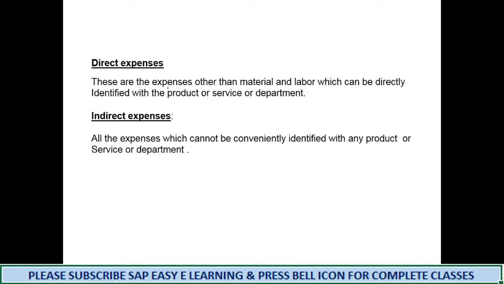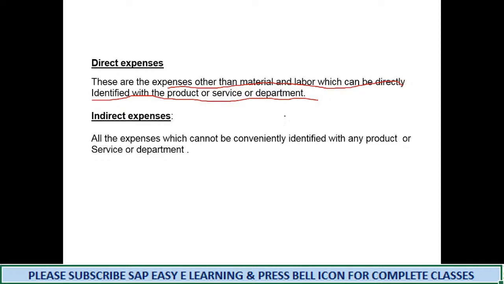Then coming to direct expenses. These are the expenses other than material and labor which can be directly identified with the product or service or department. For example, in order to produce this computer table, we require a separate technology, and the technology is not available in the market for outright purchase. So we have made an agreement with the vendor of the technology to pay $25 per table you produce. That is called royalty. So royalty is a direct expense.